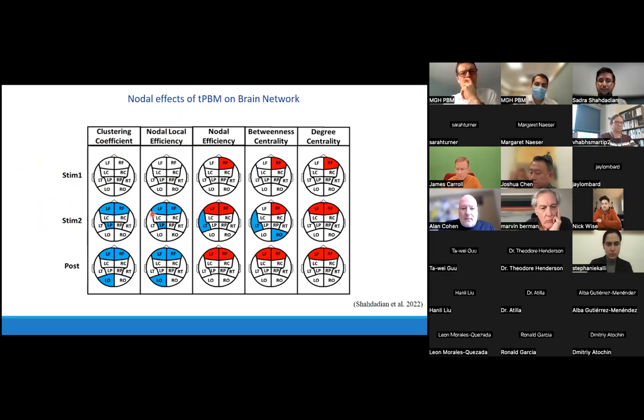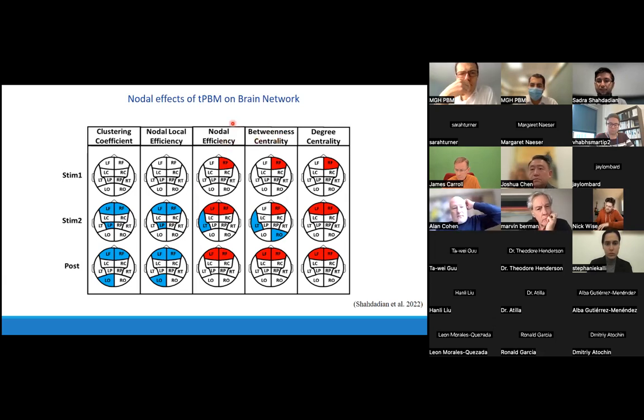So we can say that in the left frontal and right frontal regions, we have a decrease in the clustering coefficient and nodal local efficiency, which are the measures of segregation in tPBM compared to sham. So it means that in these regions, these nodes are less segregated compared to before stimulation. On the other hand, we have nodal efficiency and betweenness centrality, which are the measurements of the integration. It means when a region is red in this figure, it means that after tPBM, we have more integrated role of this region in the brain network, especially because we are talking about the resting state network.